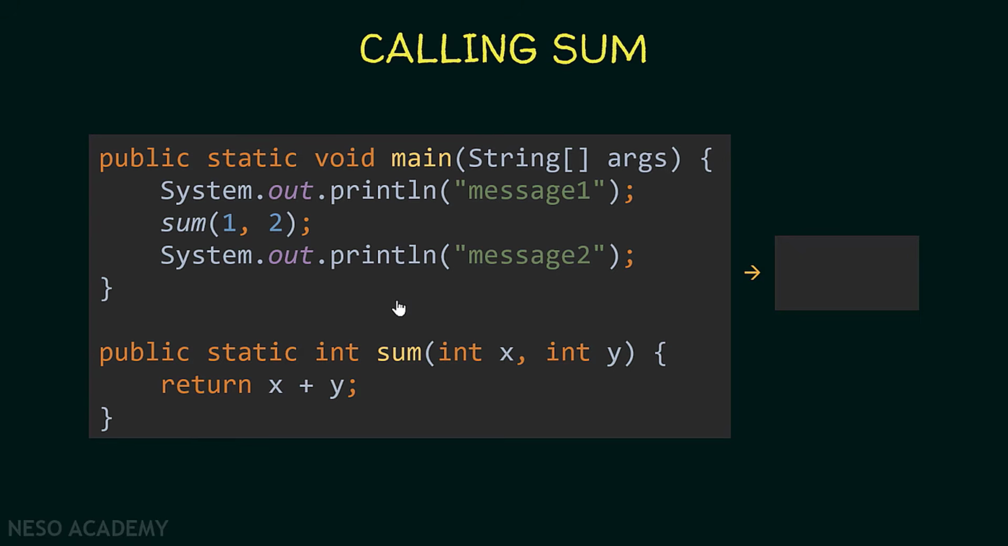Now let's try to call the sum method. Have a look at this code over here. In our main method, I'm printing message1. So message1 will be printed. And after that, I'm calling the sum method. I'm passing 1 as a parameter and then a comma and then we have 2. So what will happen over here?